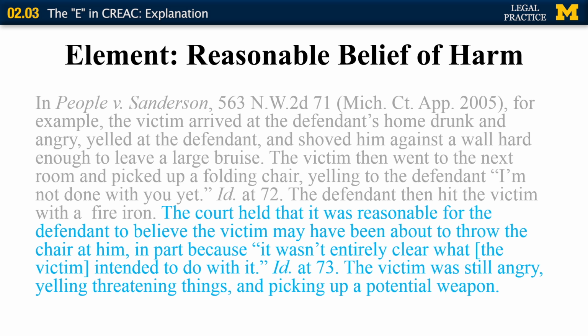I then need 2 sentences to convey the court's holding and the reasoning, the rationale, the reason the court reached that holding. And here are those 2 sentences. The court held that it was reasonable for the defendant to believe the victim may have been about to throw the chair at him, in part because it wasn't entirely clear what the victim intended to do with it. The victim was still angry, yelling threatening things, and picking up a potential weapon.